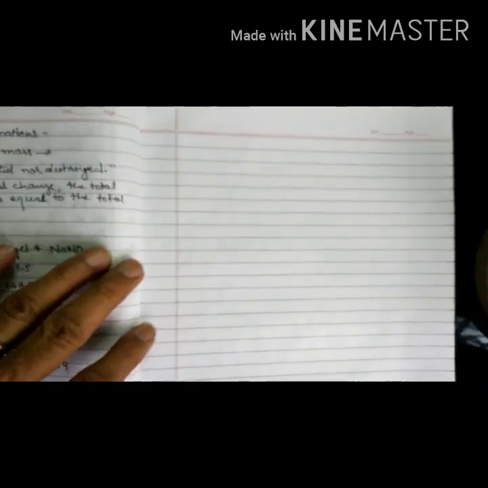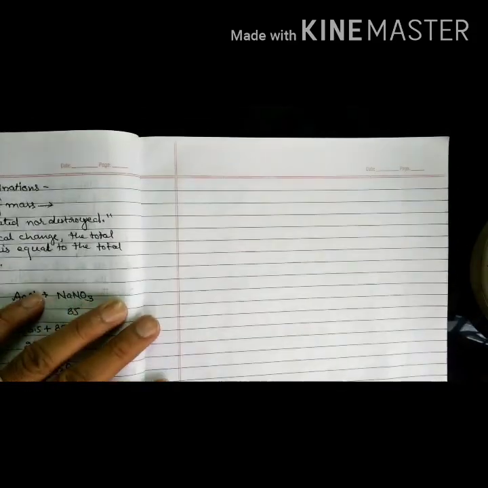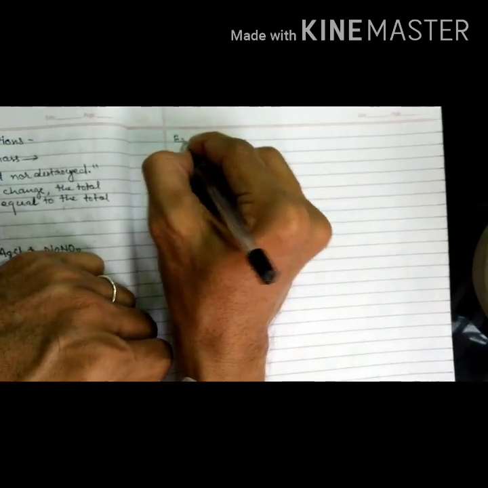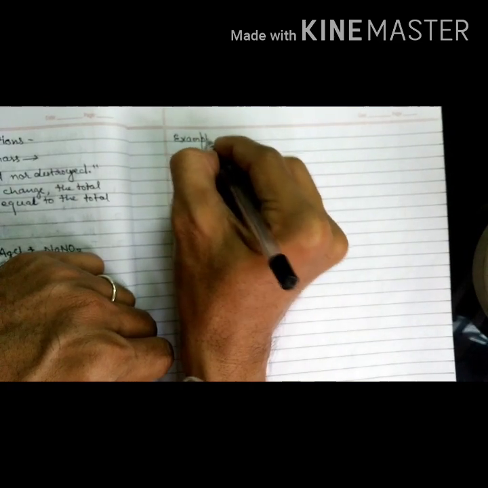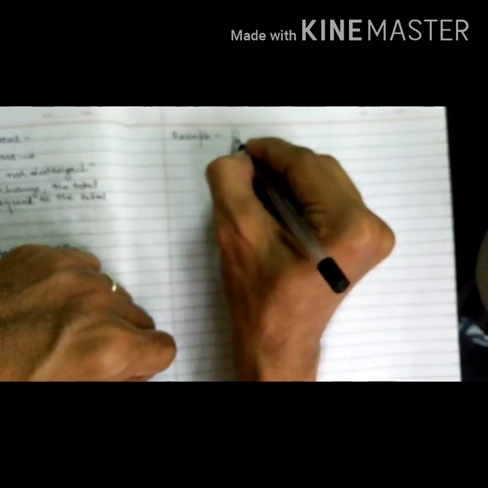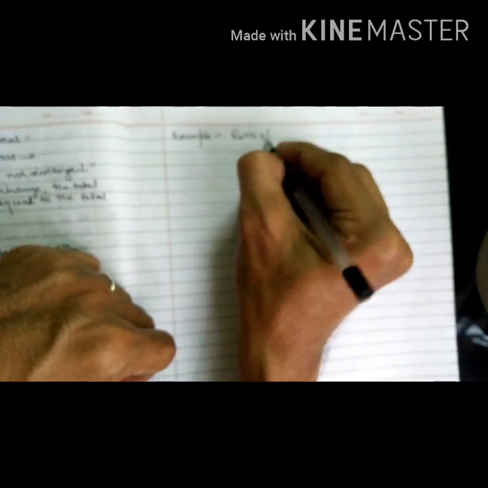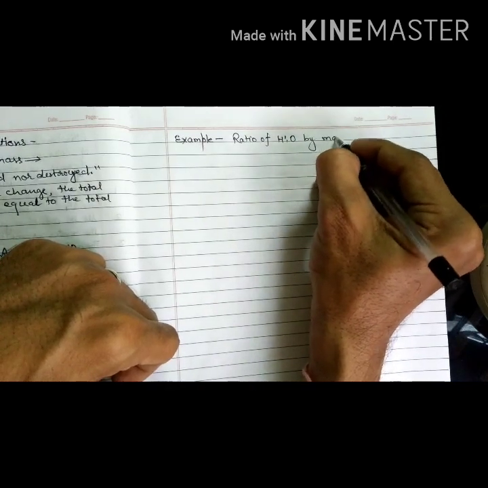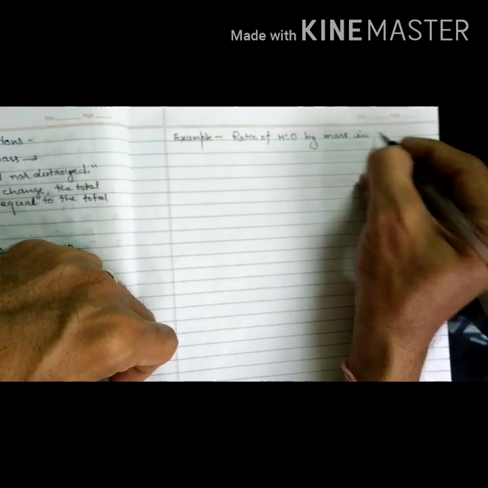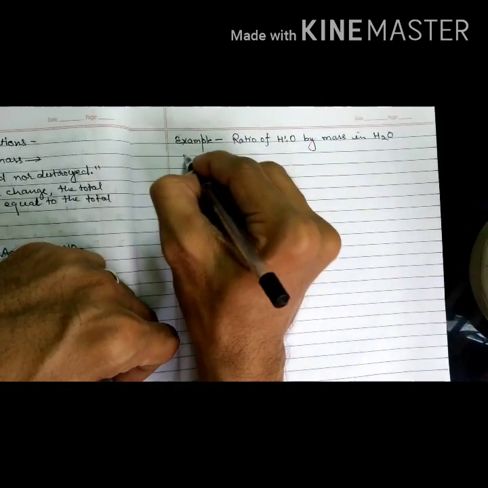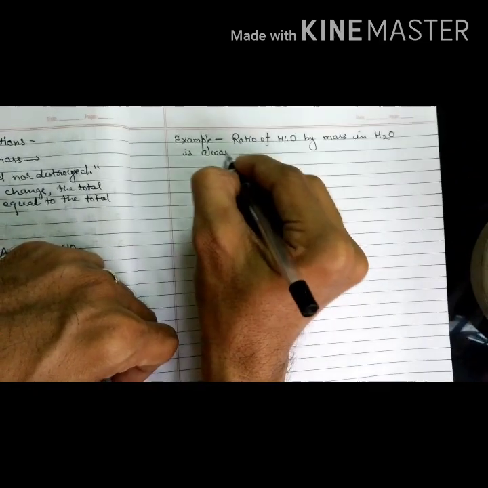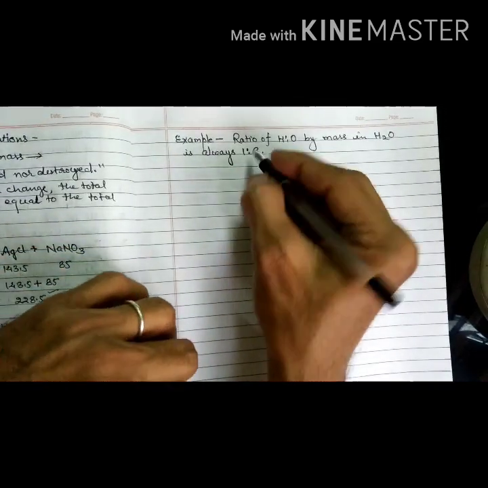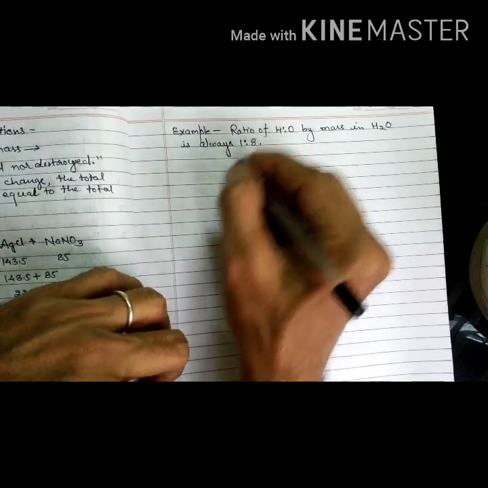So let's take another example. The ratio of hydrogen to oxygen by mass in water is always 1:8, irrespective of the sources of water.